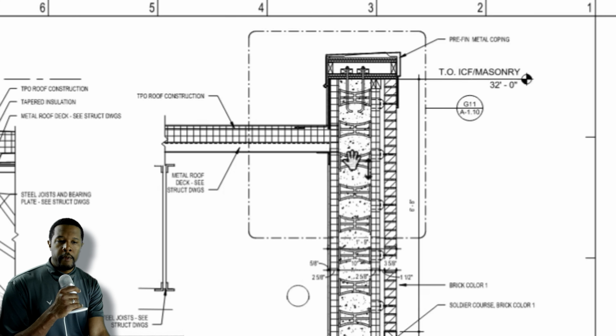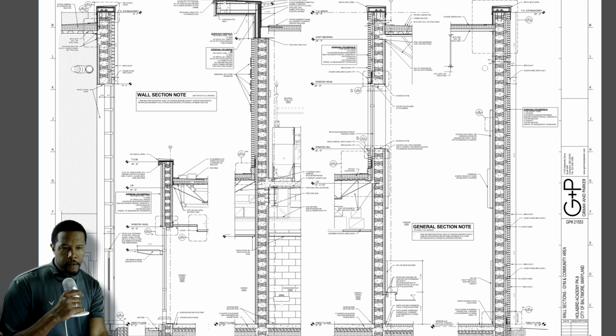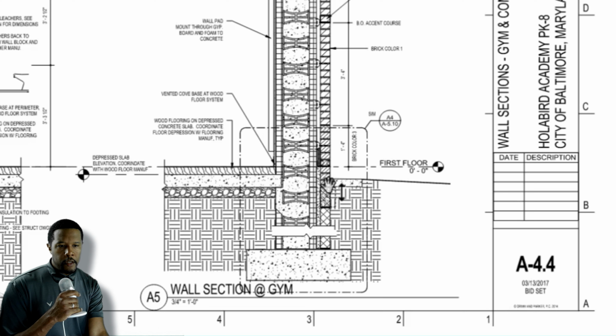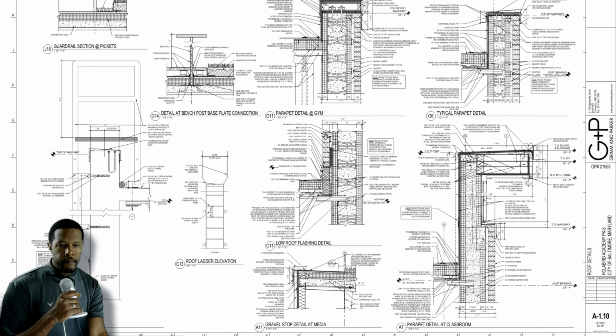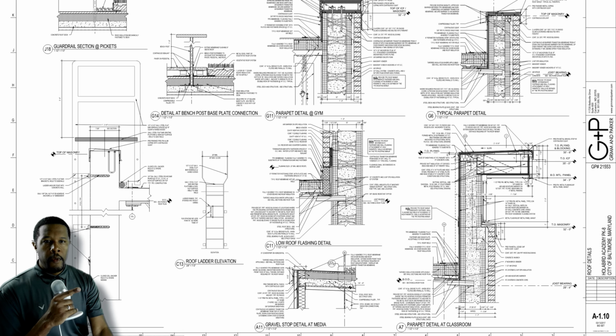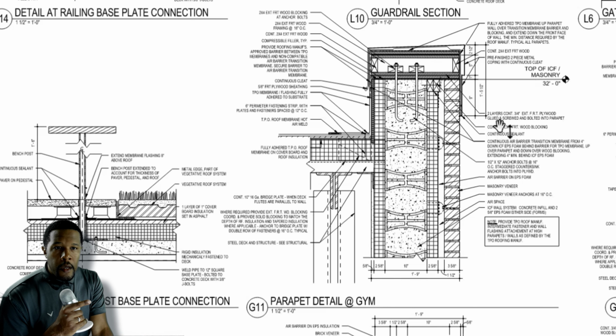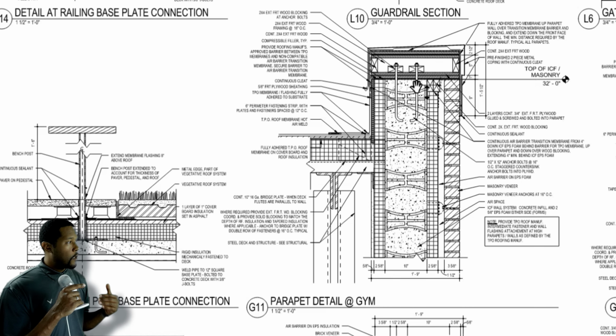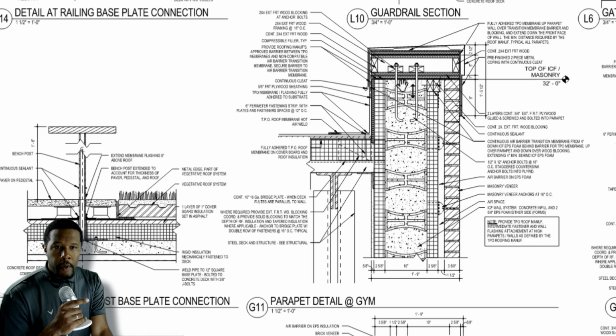This is that parapet I was talking about. You can also see foundation details to see the connections there. But I'm going to pull up this one, and detail G11 is the parapet at the gym. And so you can see that the top of masonry stops at 32 feet, but right above that, there's this whole other assembly that's part of the top of the parapet.